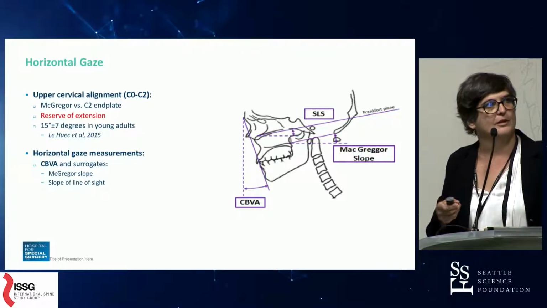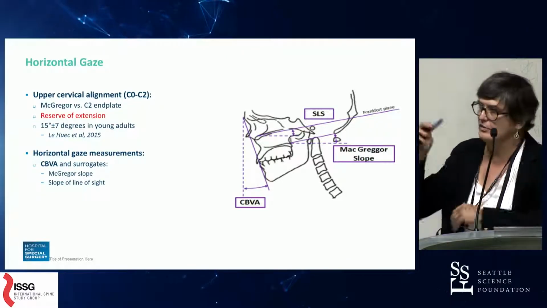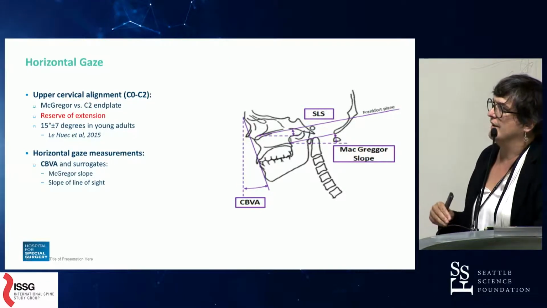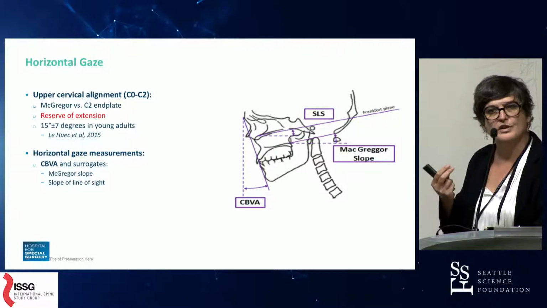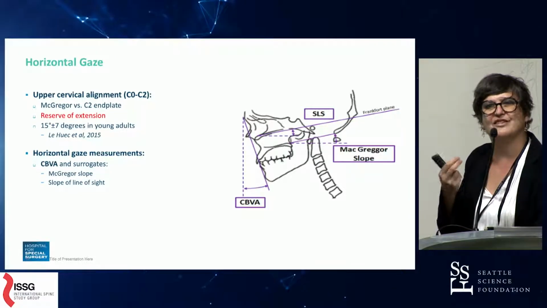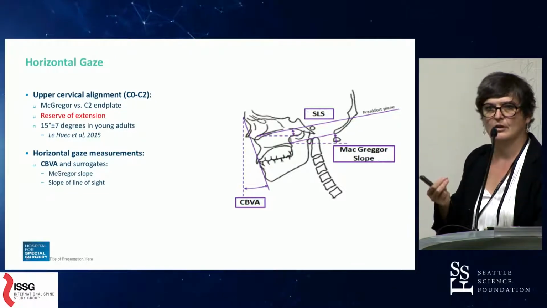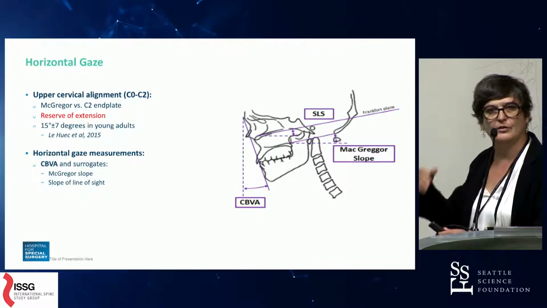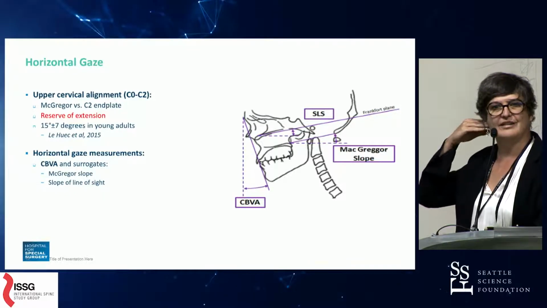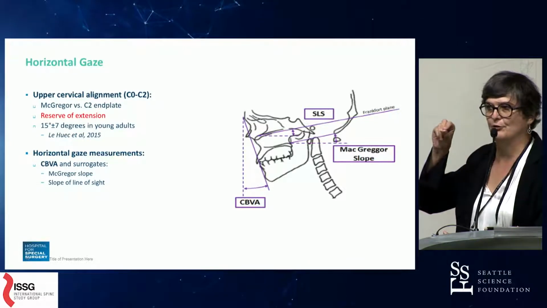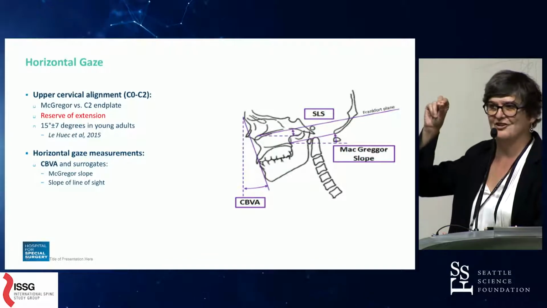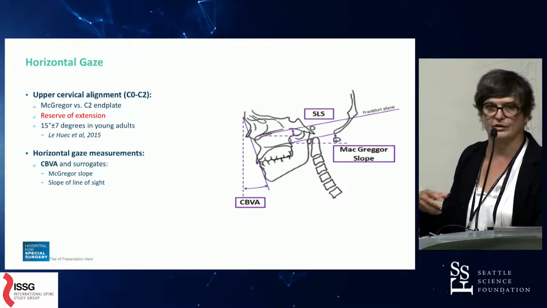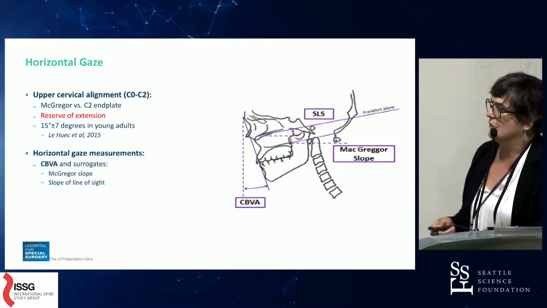And finally, I want to talk about the horizontal gaze. So there are 2 components. One is the upper cervical alignment, between C0 and C2, which in fact you can consider as being your reserve of extension. So you can measure it. Or one trick would be to look at the base of the cranium and the distance between the cranium and the first spinous process. If the spinous process touches the cranium, that means there is no more reserve of extension. And we need some reserve in order to be able to function correctly.